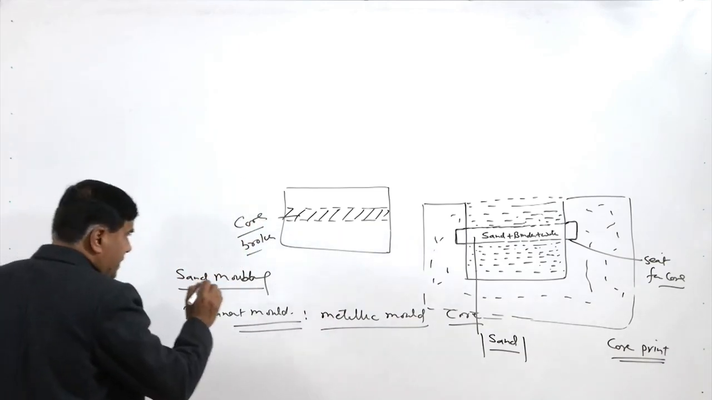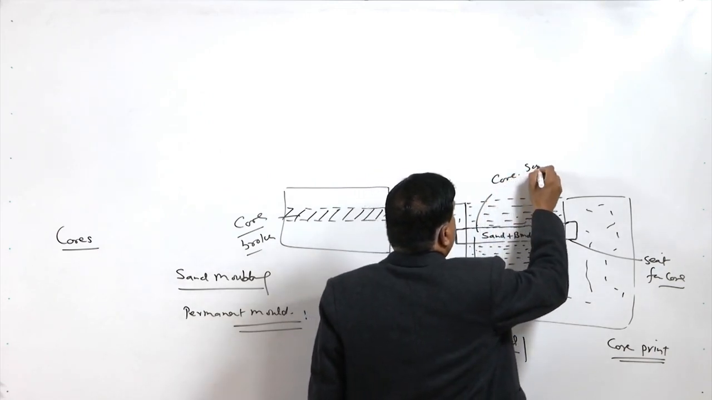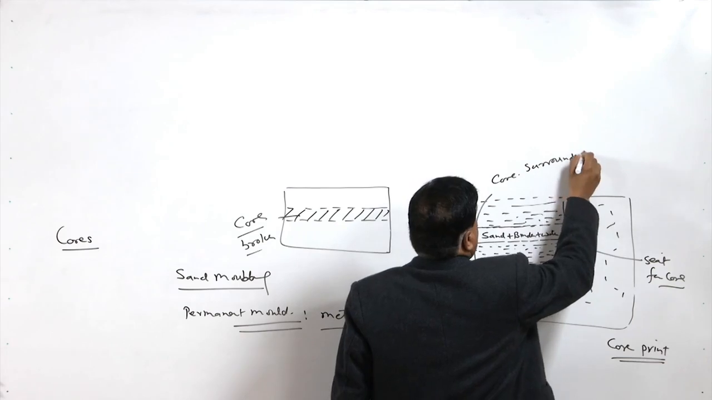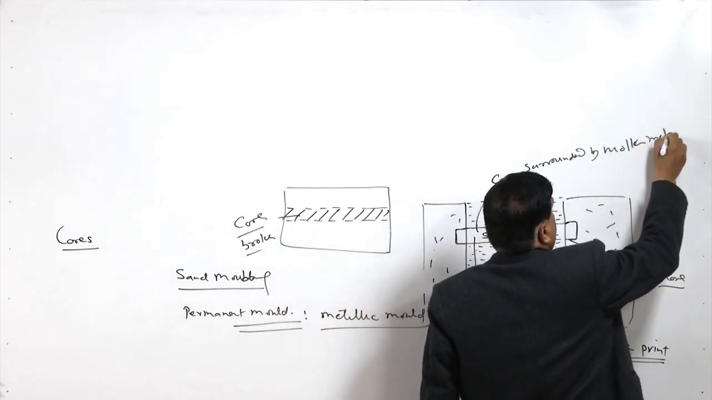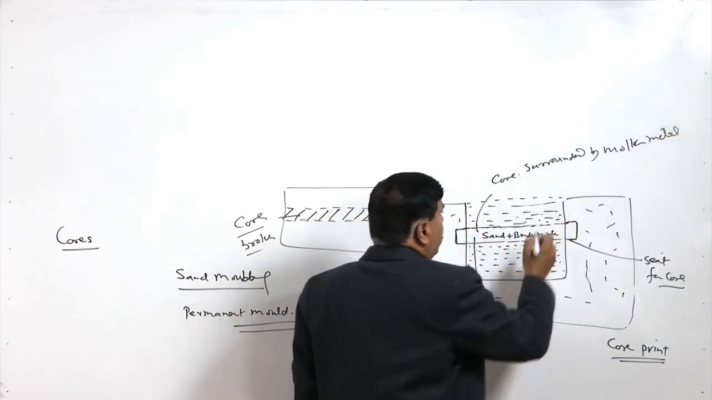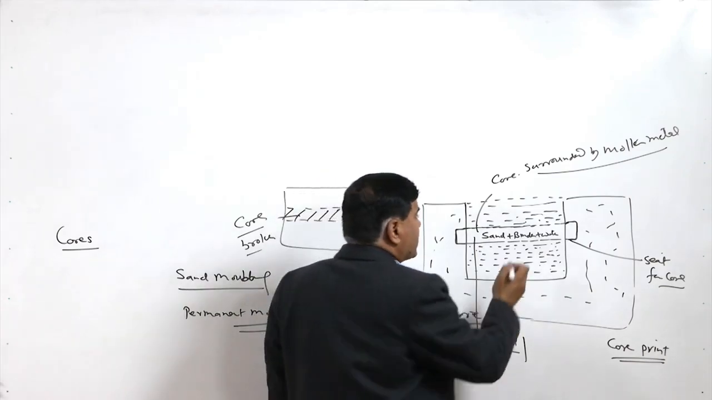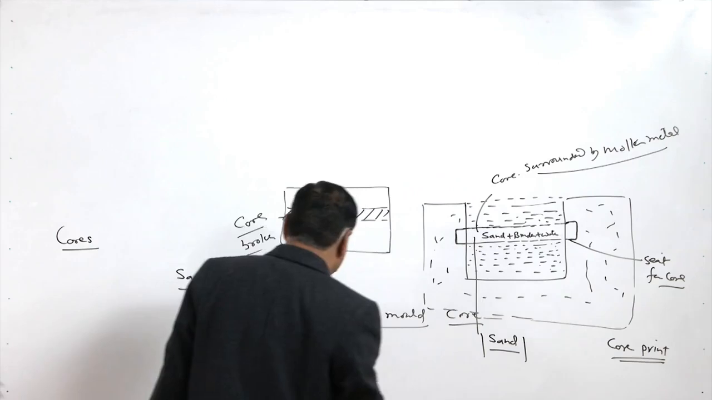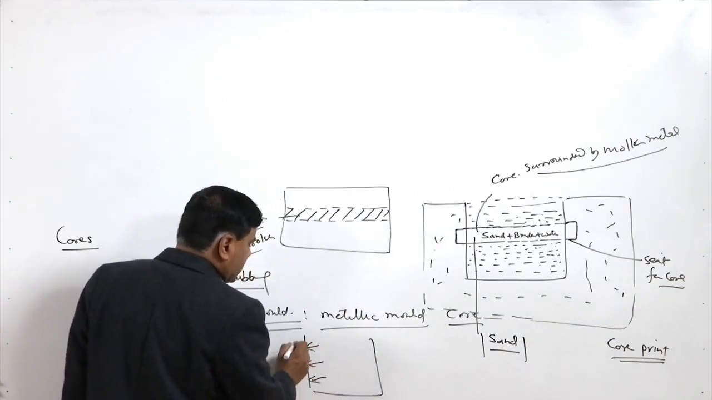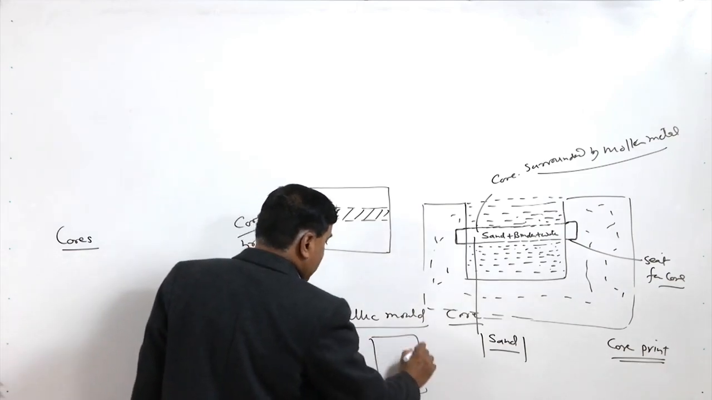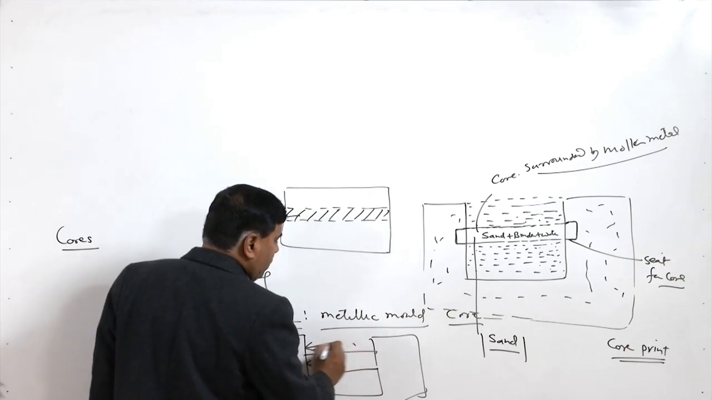So, basically if we see this scenario, the core is surrounded by molten metal. This means it experiences more thermal load, more heating as compared to the mold wall. The mold wall experiences the heat, meaning it is exposed to the molten metal from one side only, but in case of the core it is surrounded from all the sides.